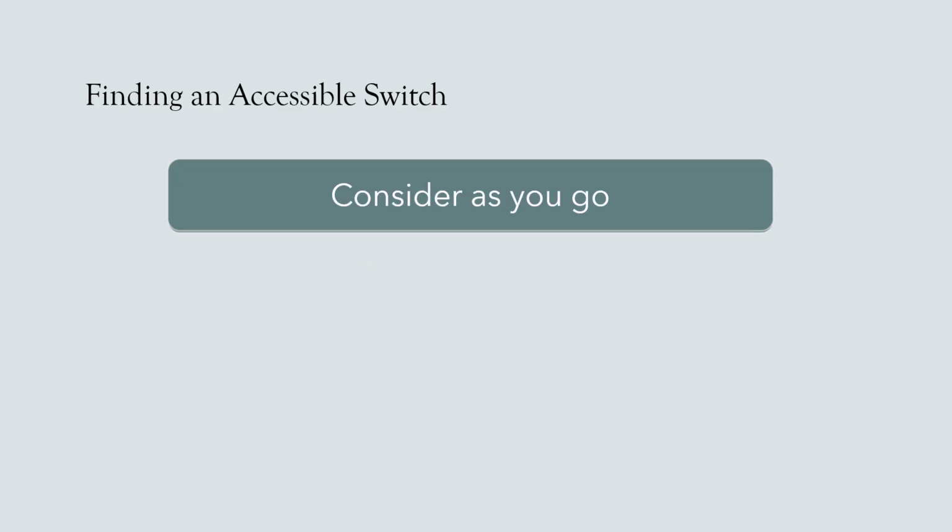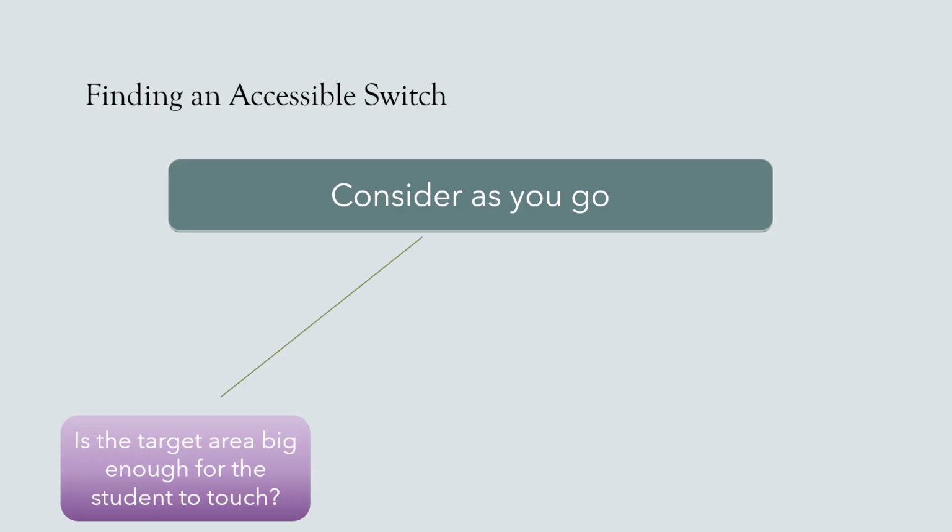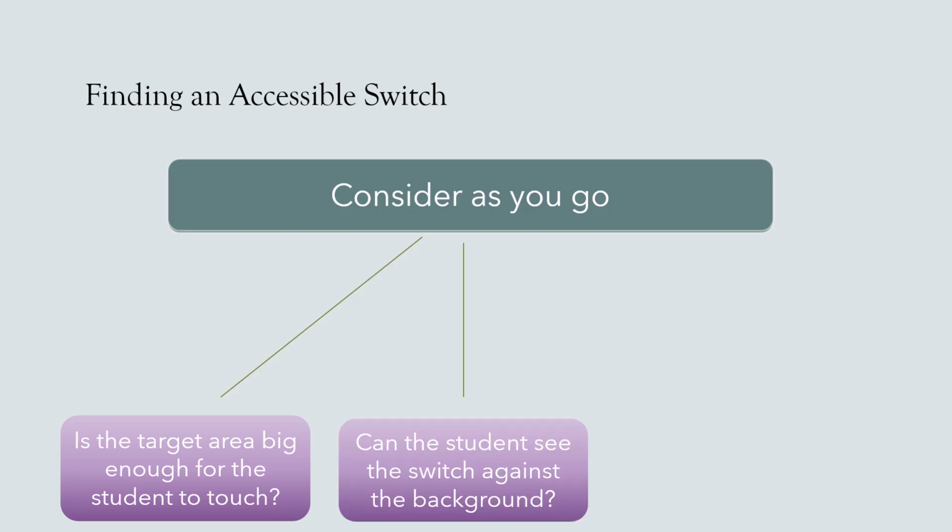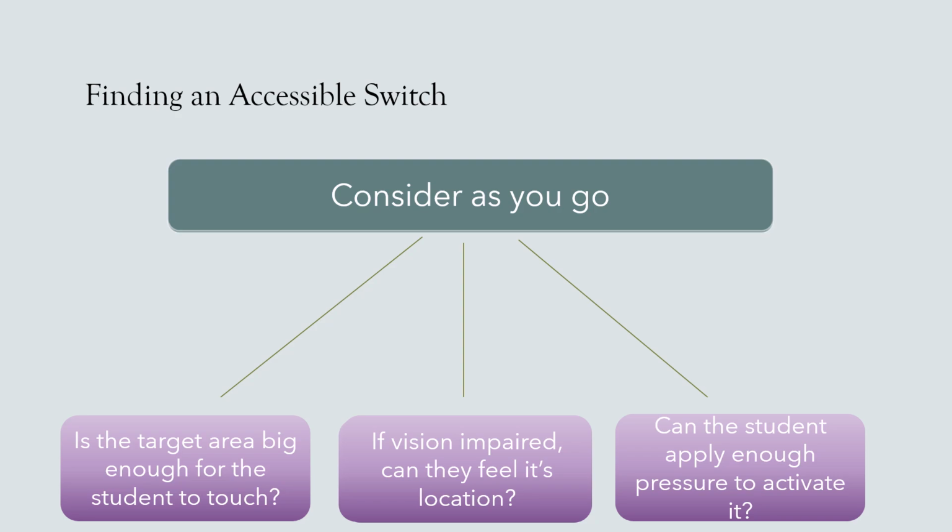As your team looks for an accessible switch, consider these factors. Is the target area of the switch big enough for the student to touch? Can the student see the switch against the background? If vision impaired, can they feel its location? Can the student apply enough pressure to the switch to activate it? Document on the progress monitoring tool.